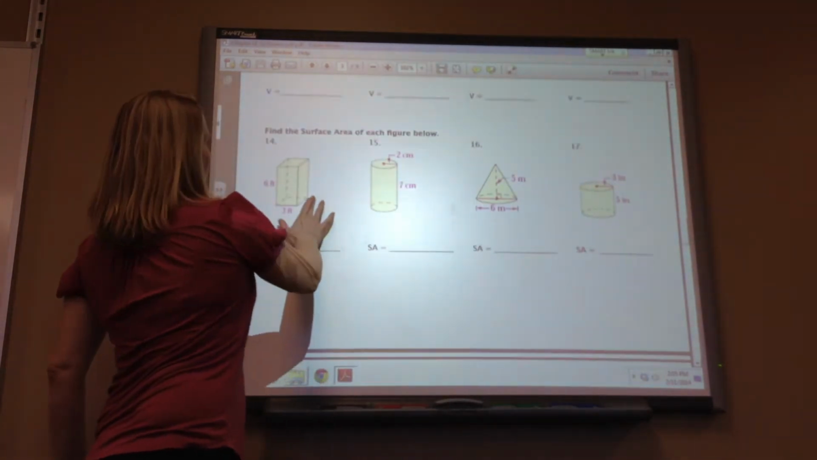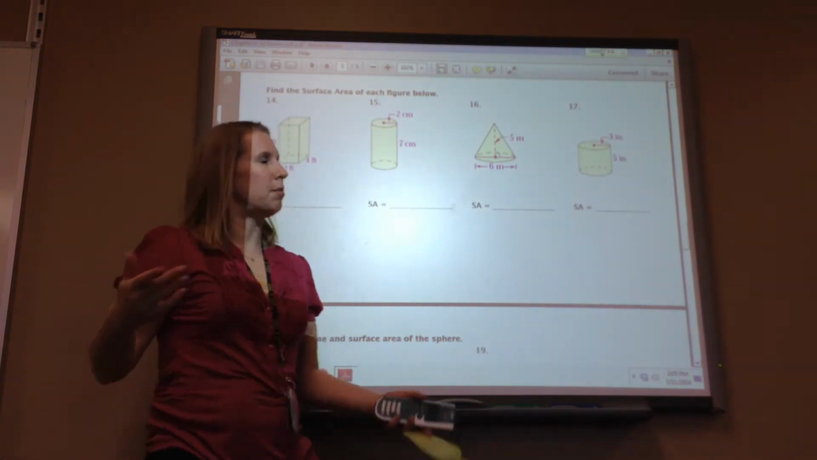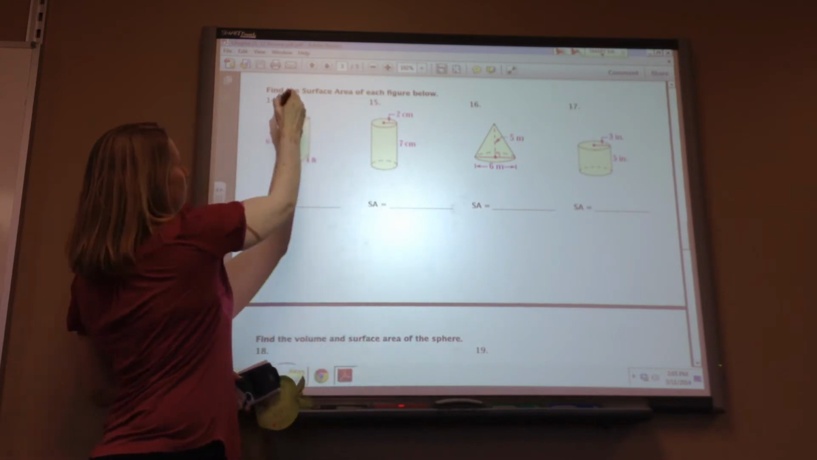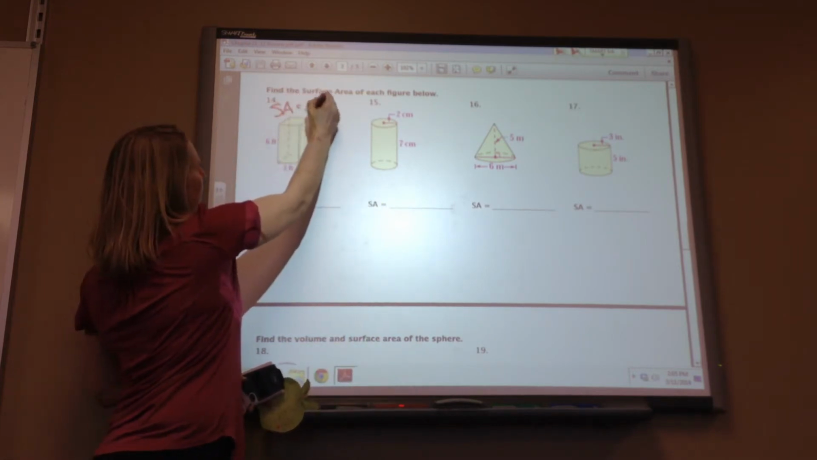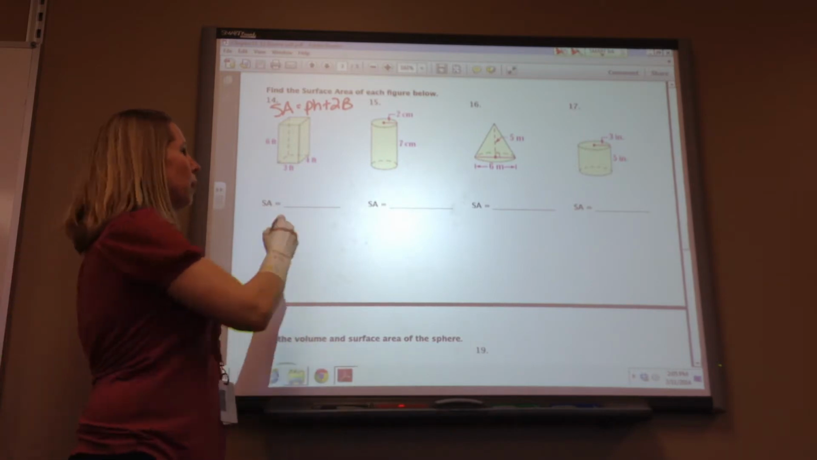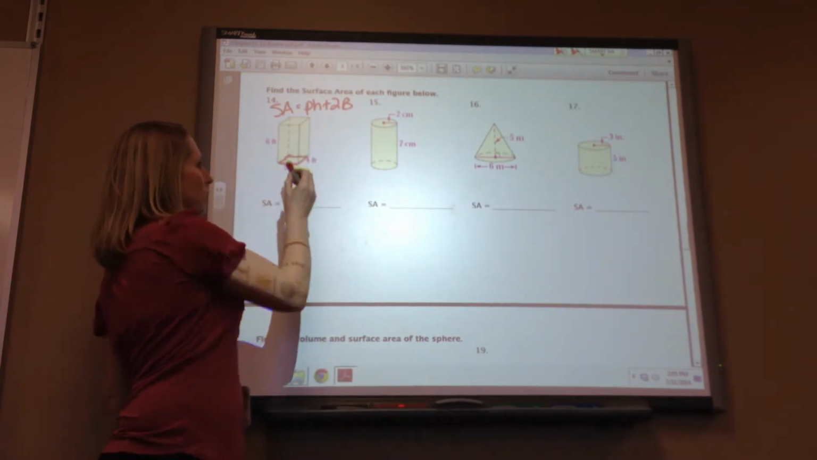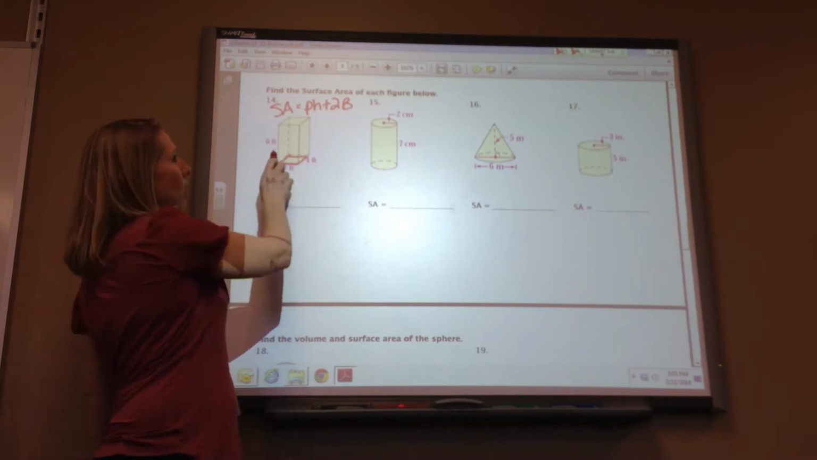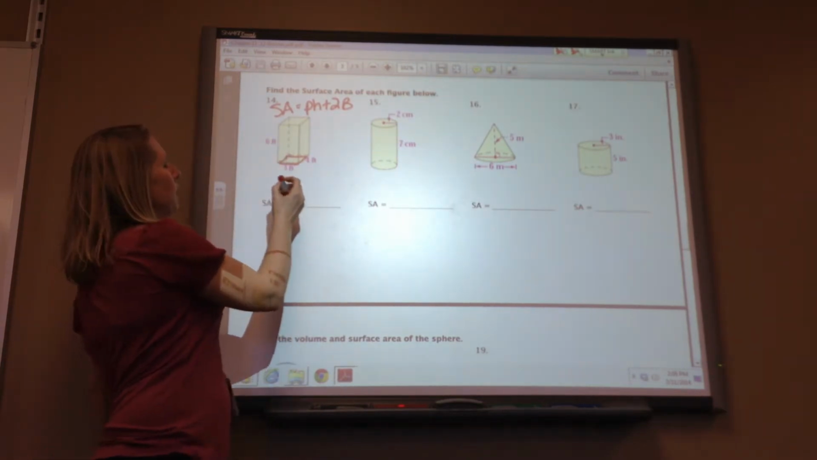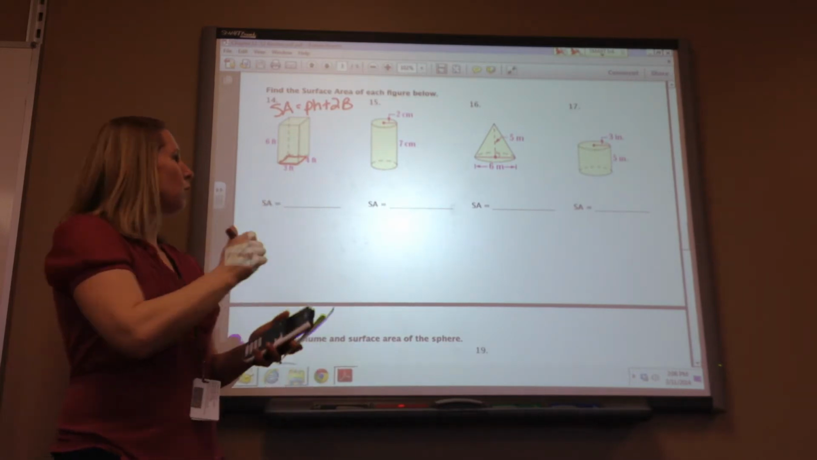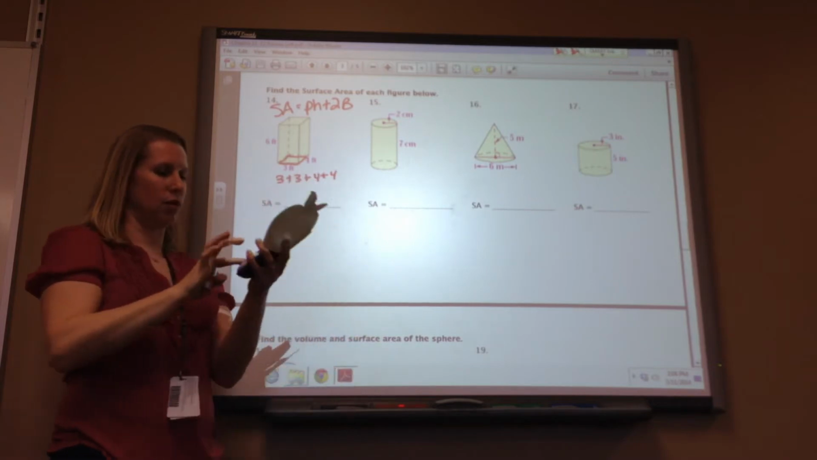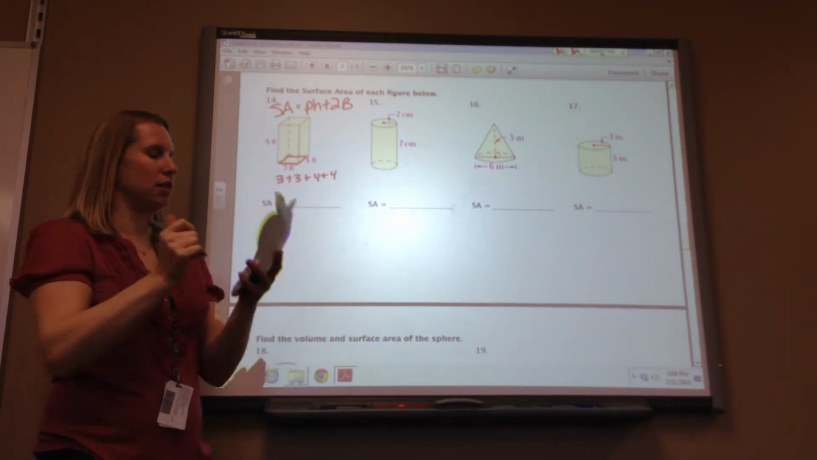Okay, surface area. I think volume's easier, but surface area, so I have to do the surface area of a prism. So the surface area formula is pH plus 2V. P stands for perimeter of the base, so this would be my base. H is the height, and capital V stands for area of the base. So I would do the perimeter of the base first, which would be 3 plus 3 plus 4 plus 4, which is 14.